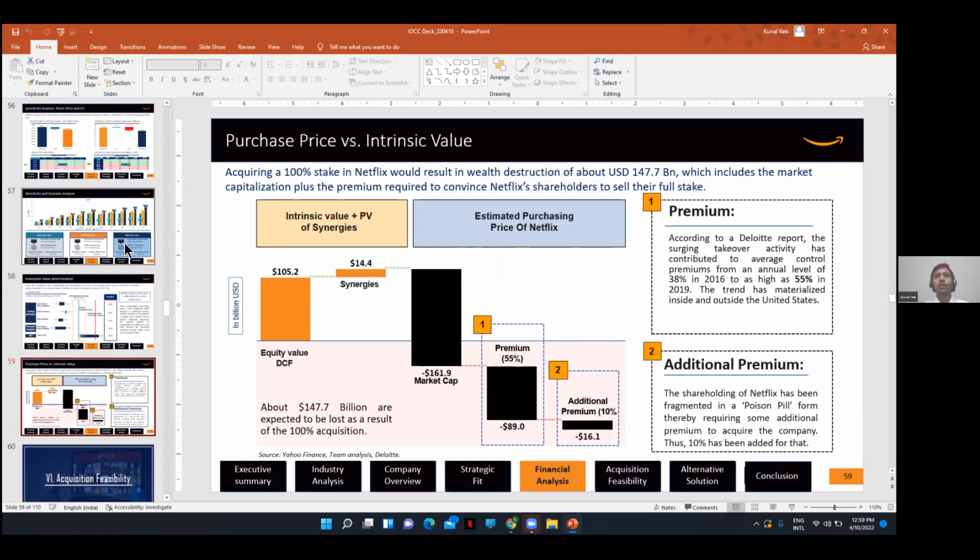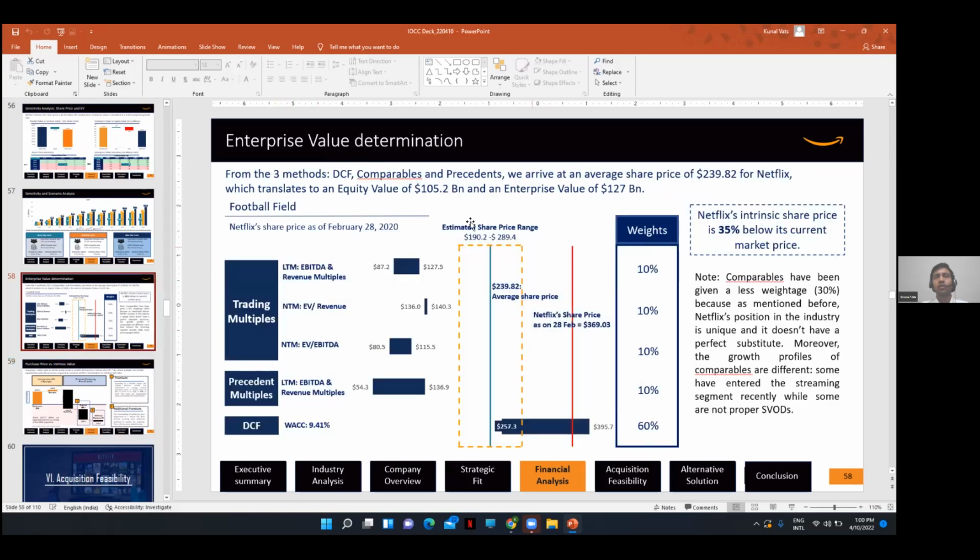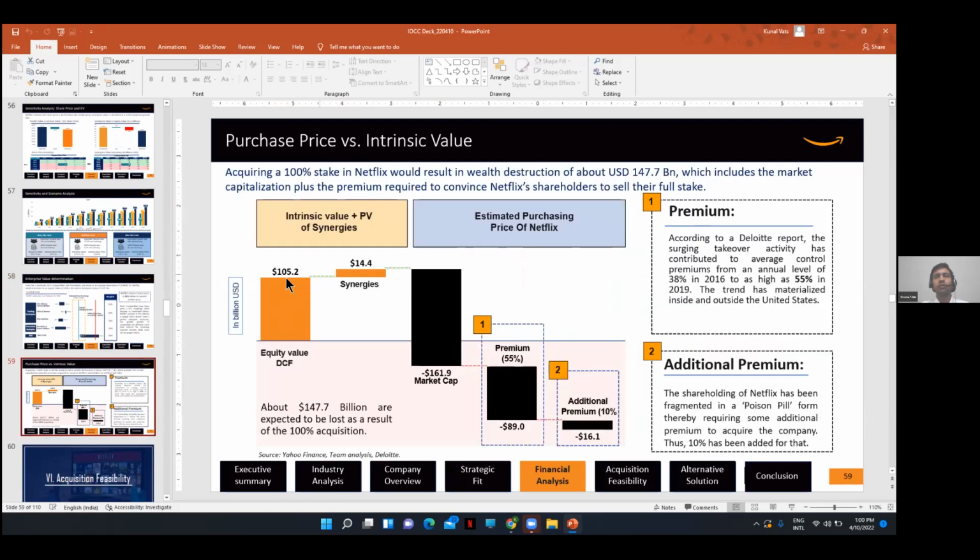Now we try to understand if we have an equity value of 105, which is calculated here using the share price times the number of shares outstanding. So we're trying to see if we have this equity value that needs to be bought out. We add the synergies that we calculated earlier. This is the kind of value of the company that would ideally be paid.